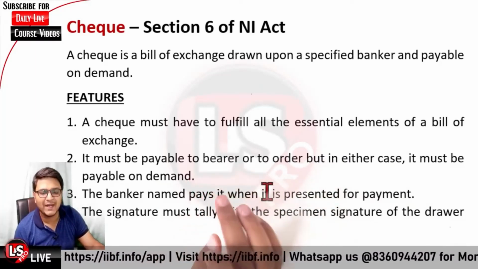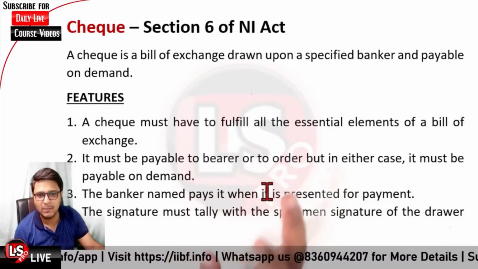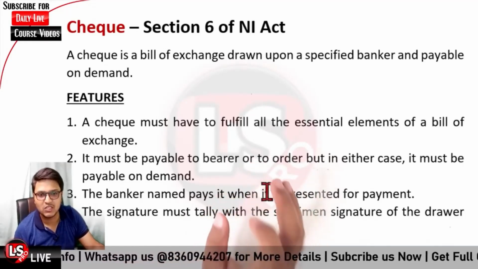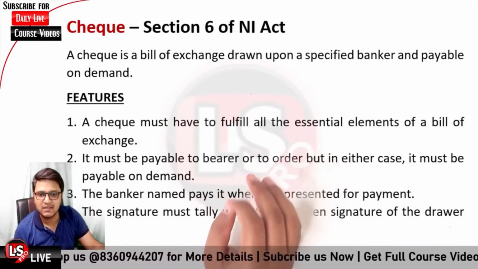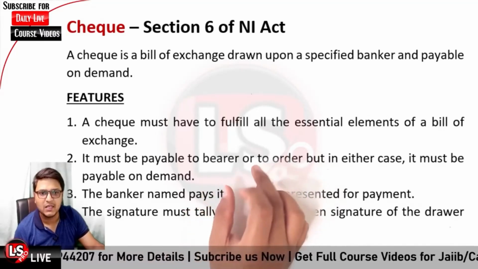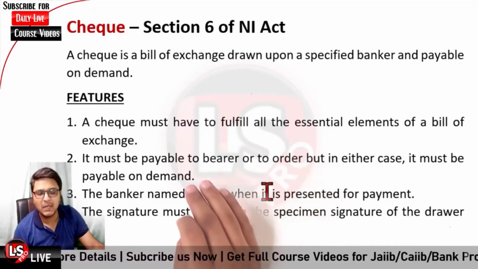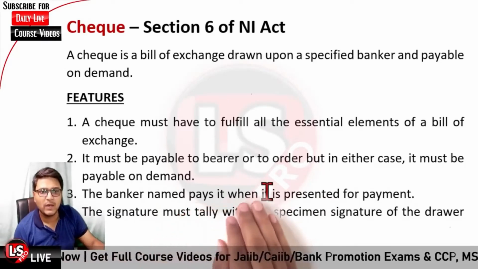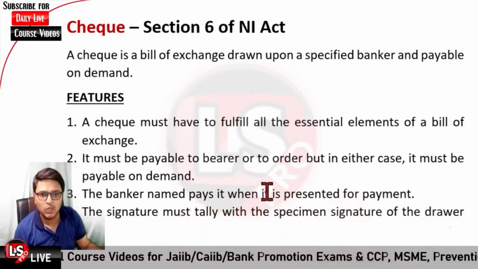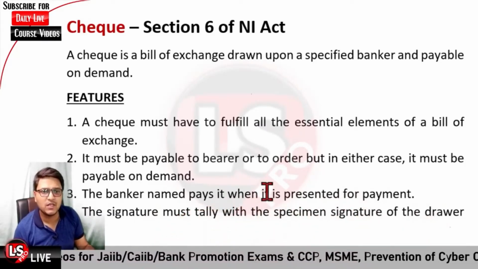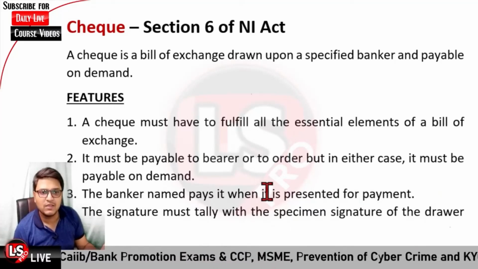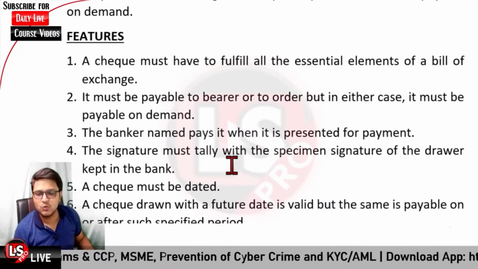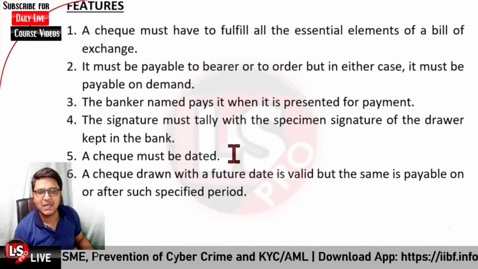It means when the check is presented to the bank, the amount is demanded. So it is always payable on demand, and the named banker pays it when it is presented for payment. The signatures of the drawer must tally with the specimen signatures maintained with the bank, and a check must be dated.